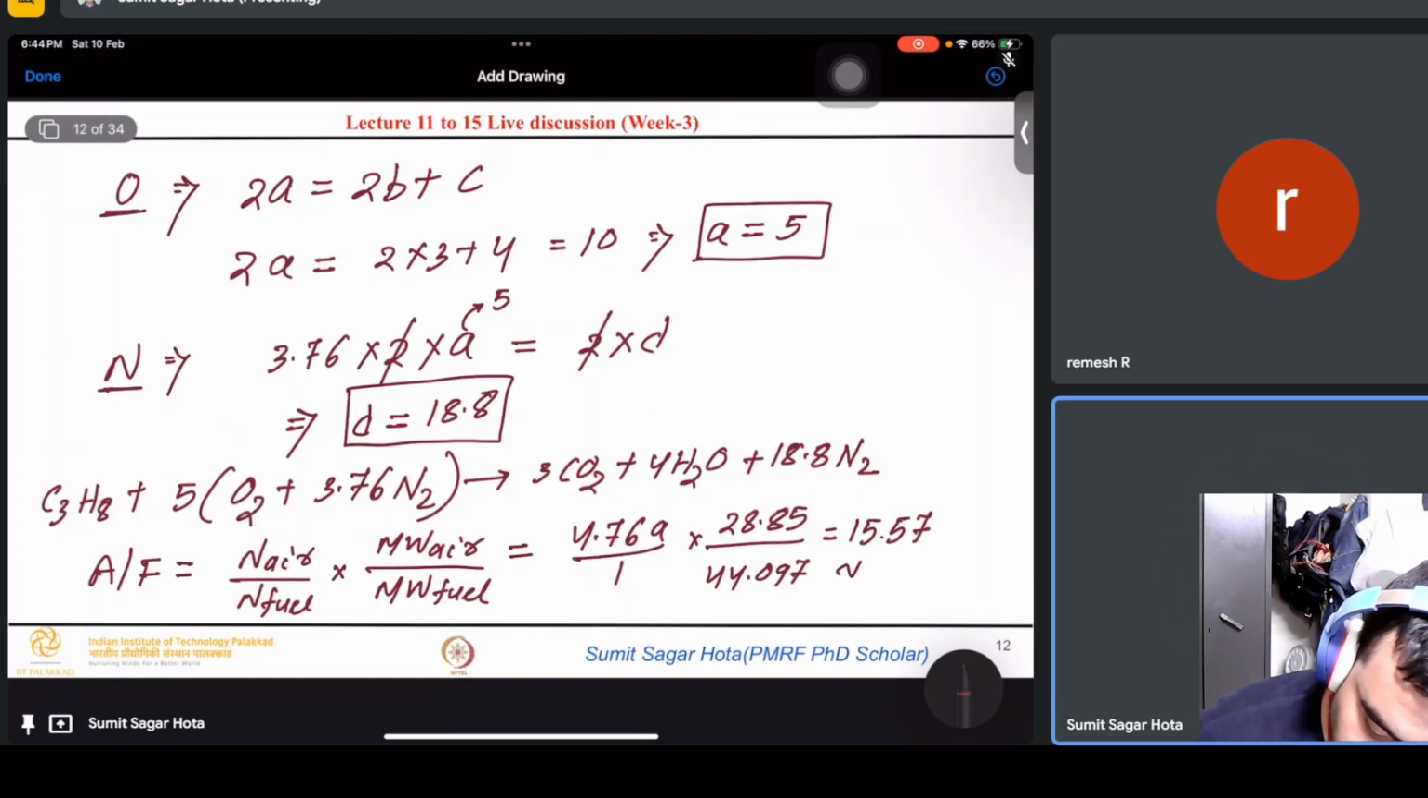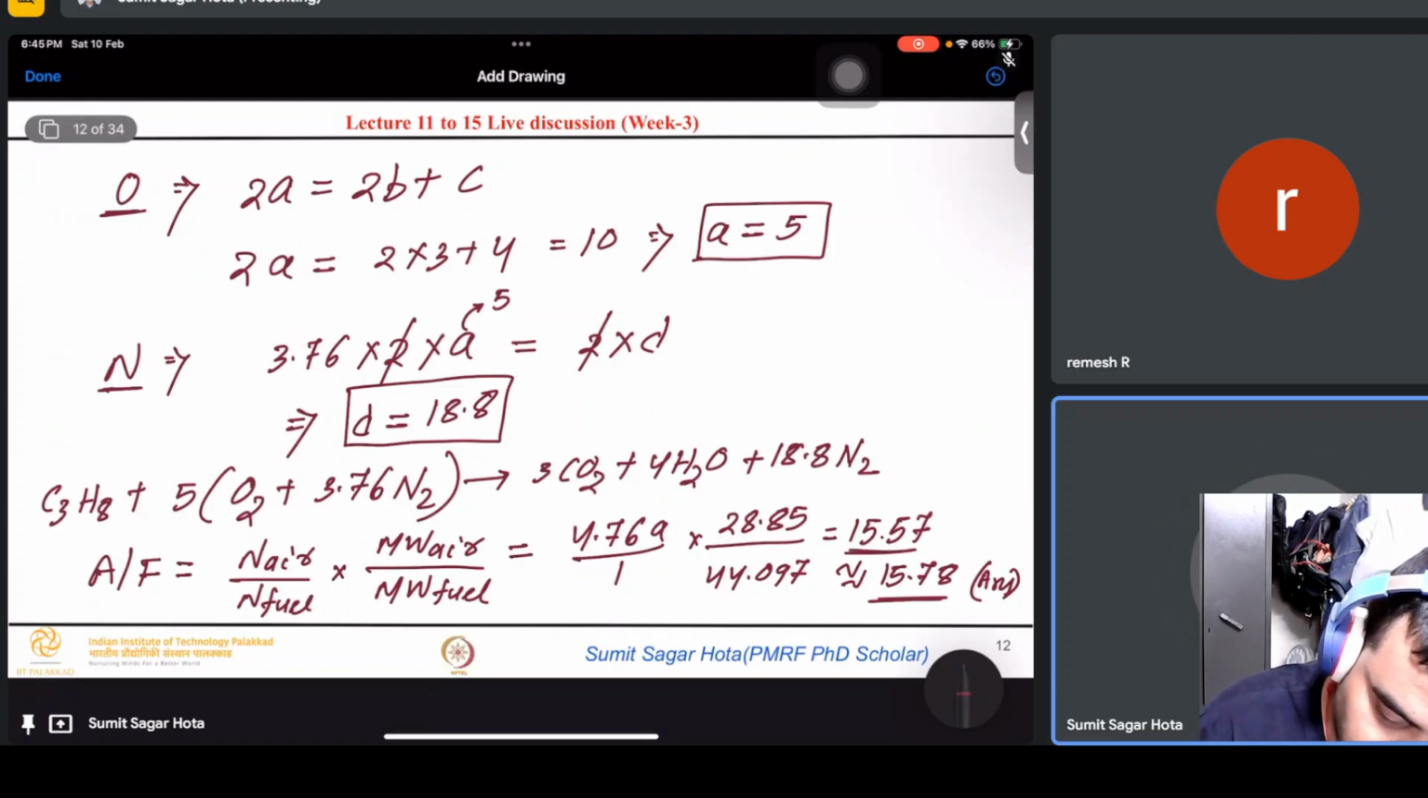This is equivalent to your option, if you see 15.78. If they don't use all these decimal places, they will get some 15.78. I have taken all the decimal places, so it comes out to 15.57.